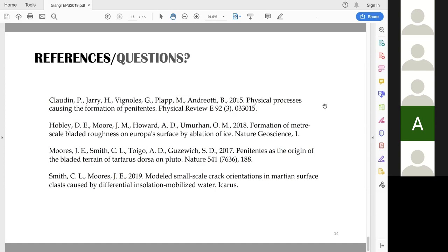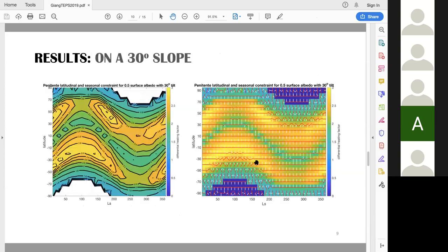Oh, we have a couple of questions here at McGill. So I guess what I'm curious about is, what do you learn if you see or don't see penitentes on Mars? Like, there must be some other parameters, like wind or something. Oh yeah, there's wind, and I guess I kind of skipped over that.